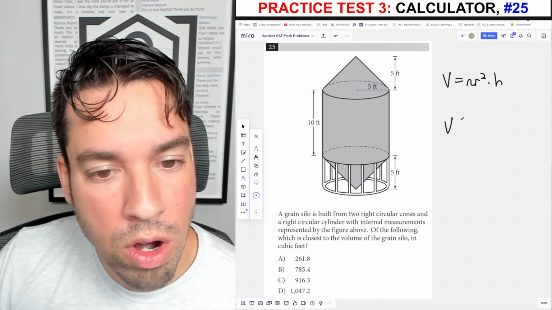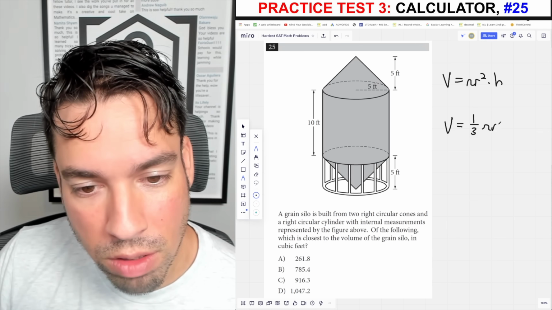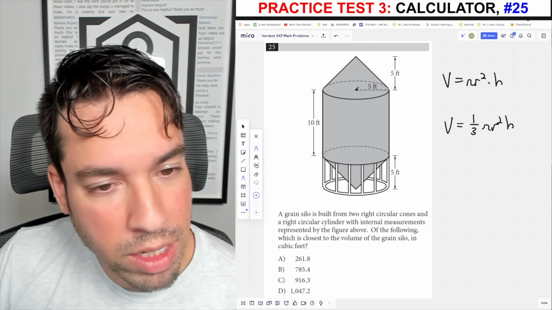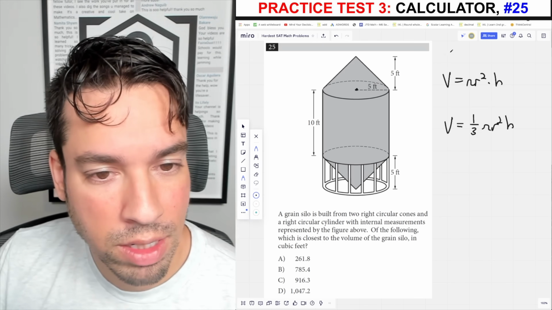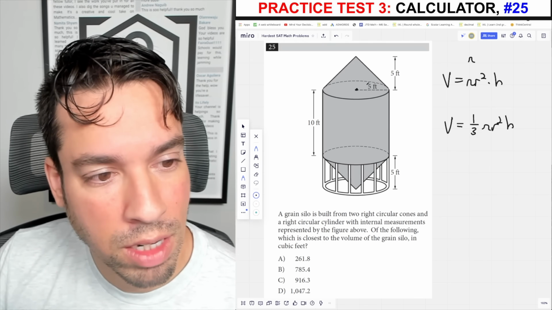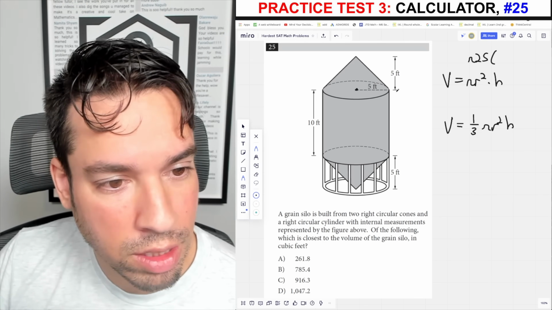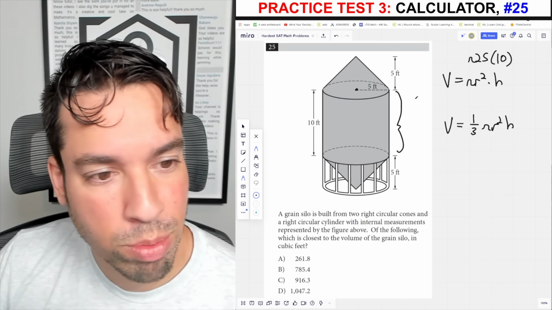The volume of a cone is the same as that, but it's just with a 1/3 in the front. 1/3 pi r squared h. So we can see that they give us the radius, which is amazing. So first let's plug and chug for the volume of the cylinder. So it's pi times 5 squared, which is 25, times the height, which is this whole section, which is 10. And there we have an expression for that.